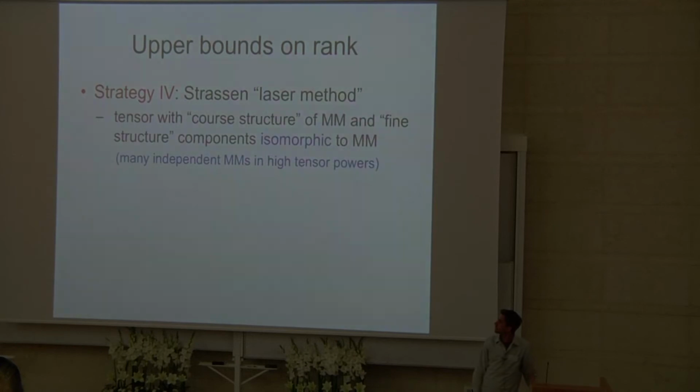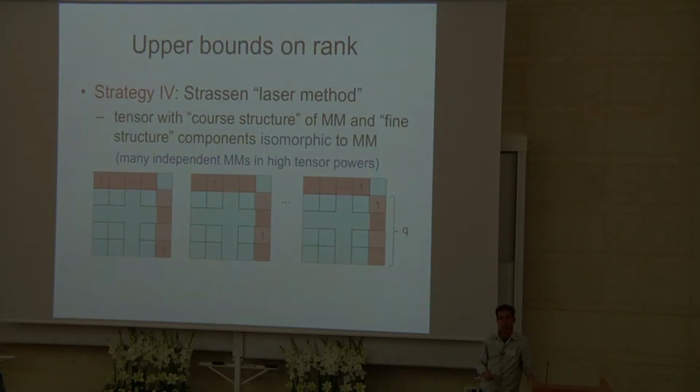Okay, so that's strategy 3, I guess. Then strategy 4 is what Strassen called the laser method, which was a good move because it sounds very impressive, and it is. The idea there is to study a tensor which is no longer a matrix multiplication tensor, but has the coarse structure of matrix multiplication, a blocky structure, and within each block, that block is isomorphic to a matrix multiplication tensor. From this kind of tensor, he was able to identify many independent matrix multiplications in a high tensor power, to which you can then apply the previous theorem.